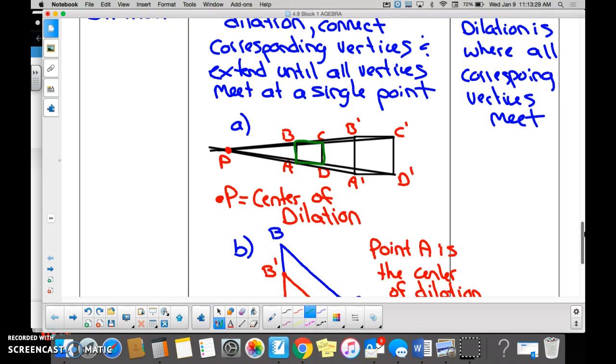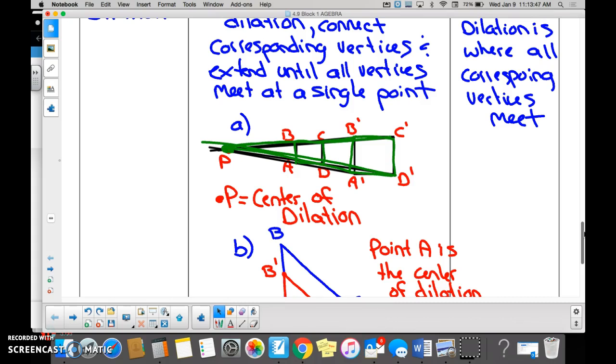It's hard to see because of all of our lines. We created an image, A prime, B prime, C prime, D prime, right? Yes. We connected A prime and A. We connected B prime and B. We connected C prime and C. We connected D prime and D. And we found a center of dilation that is right here. Yes, no? Yes. Ooh, wonderful.